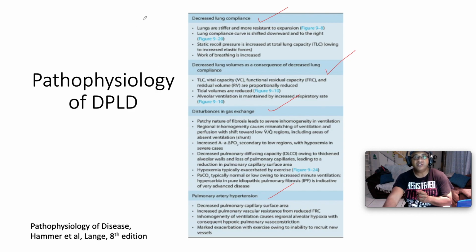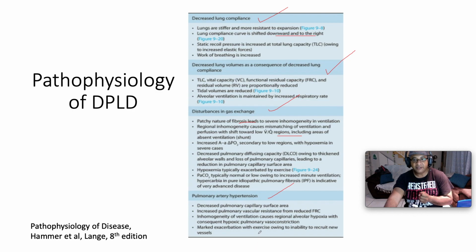So decreased lung compliance, because the lungs are stiffer, more resistant to expansion. The lung compliance curve is shifted downward and to the right, which doesn't favor offloading of oxygen. Static recoil pressure is increased as the total lung capacity is affected, and the work of breathing is increased, right? Diminished lung volumes, as we said, and disturbances in gas exchange because of the fibrosis, which leads to inhomogeneity in ventilation, right? There's unfavorable ventilation perfusion ratio. Hypoxemia is typically exacerbated by exercise, right?